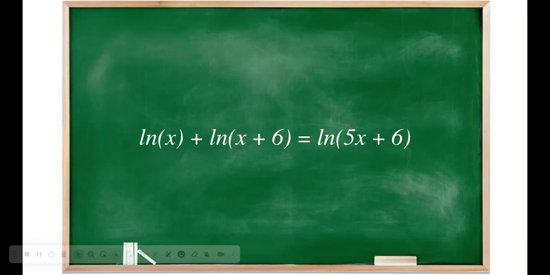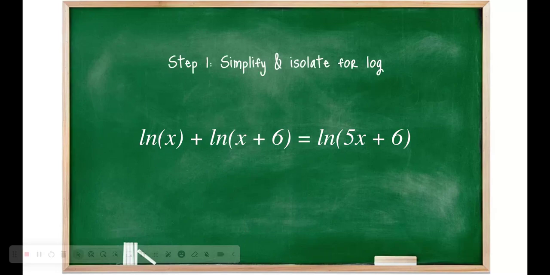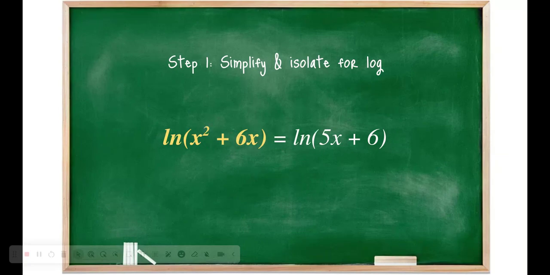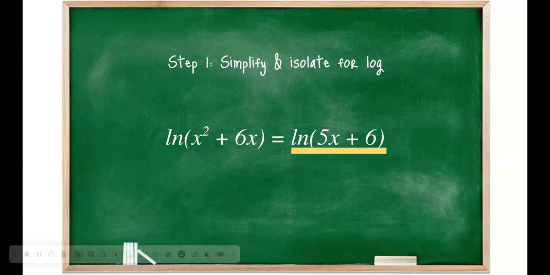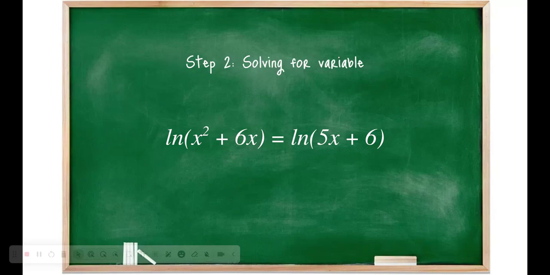Here's our next example with natural logarithms. Ooh, scary. Let's start with our first step. So simplify and isolate logs on both sides. We'll combine the sum of these two logs through the product of their arguments and expand the brackets. This log is already isolated on the right side, so no more work to do here. So on to the next step, which is solving the variable through exponential form or one-to-one property.